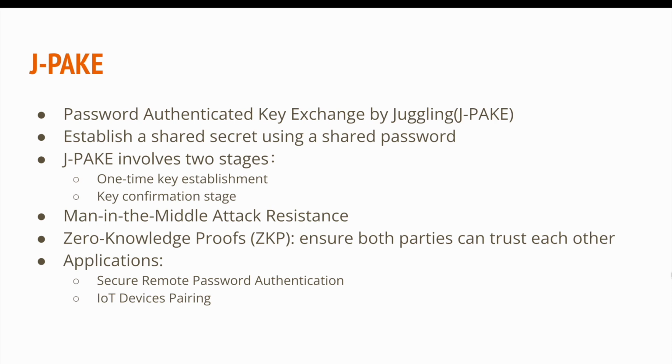J-PAKE involves two stages. One is the one-time key establishment stage. In this phase, both parties exchange messages through the protocol to establish a session key. And another one is the key confirmation stage. It is used to ensure that both parties have the same session key. J-PAKE can be used to resist man-in-the-middle attack. And zero-knowledge proofs are used in J-PAKE to ensure both parties can trust each other. In the real world, J-PAKE is usually applied in secure remote password authentication and IoT devices.